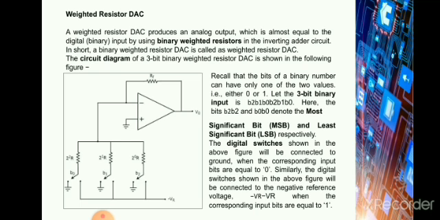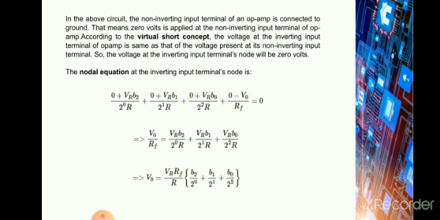Thus it is known as weighted resistor DAC. So here the non-inverting input terminal of the op-amp is connected to the ground, which means that 0 volts is applied at the non-inverting input terminal. As per the virtual short concept, the voltage at the inverting input terminal is the same as the voltage at the non-inverting input terminal. Therefore, it is 0. And moving on, we can start with a nodal equation where we get V out equal to VR by R into (B2 by 2 power 0 plus B1 by 2 power 1 plus B0 by 2 power 2) in whole bracket.